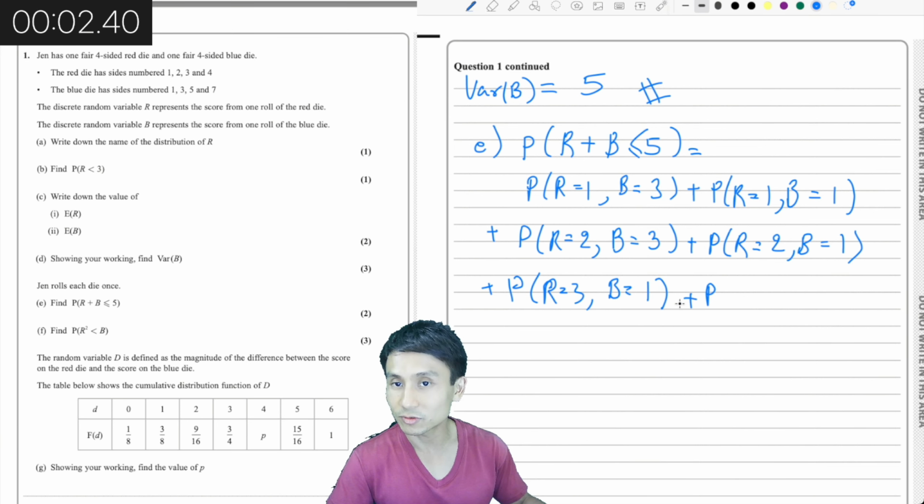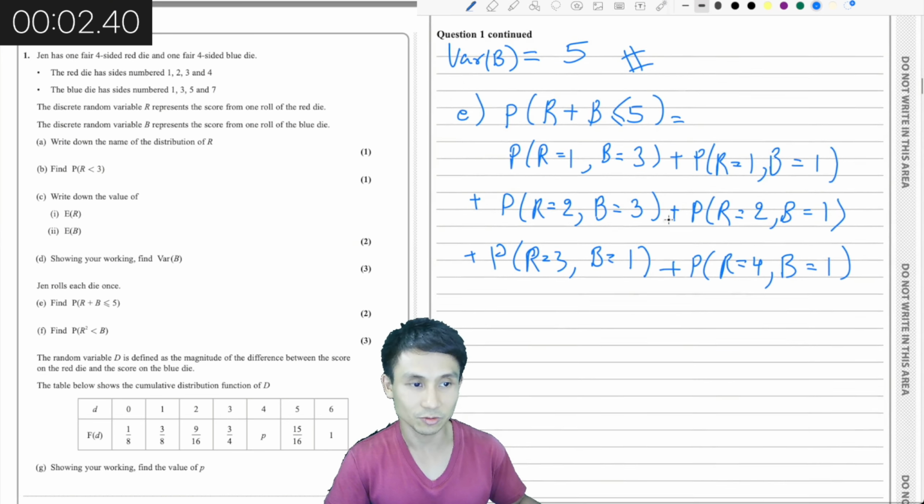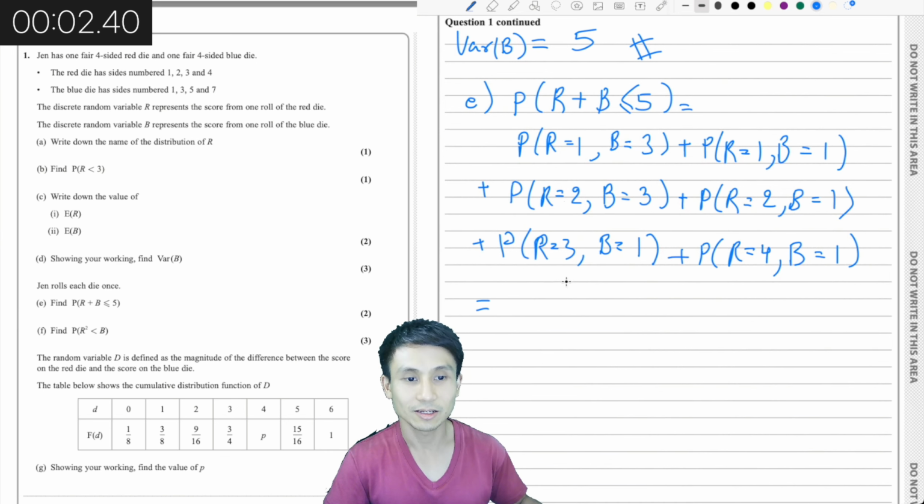Do we have something else? 3, 3? No, that's it. And then if R equals 4, then B is equal to 1. And that's it, right? Yeah, that's everything. Okay, so we have 6 cases here. So it's got to be R equals 1.